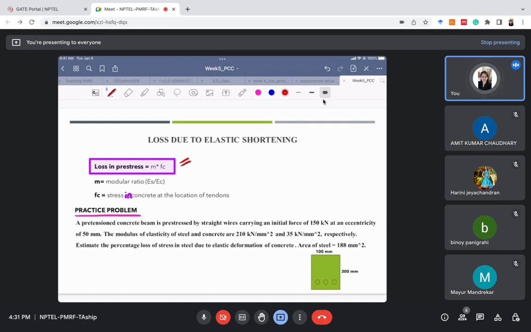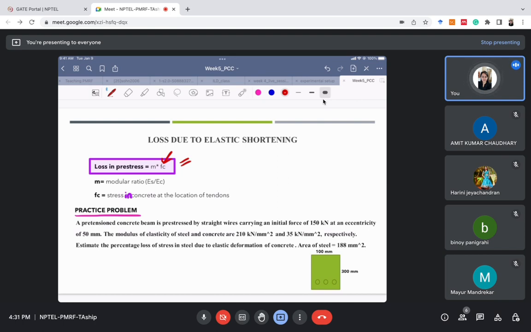So it's a very simple formula. How do you calculate the elastic shortening loss? M into FC, where M is the modular ratio. Modular ratio, you must also remember from the working stress method, right? Modular ratio is simply ES divided by EC, that is Young's modulus of steel divided by the Young's modulus of concrete. Very simple formula, right? M into FC, just that. The critical thing to find here is FC. So what is FC? FC is the stress in the concrete at the location of the tendons.